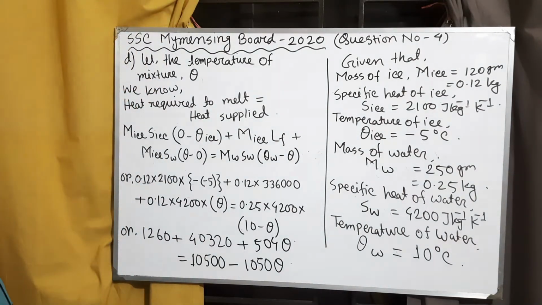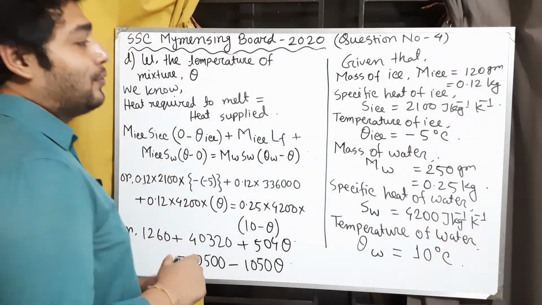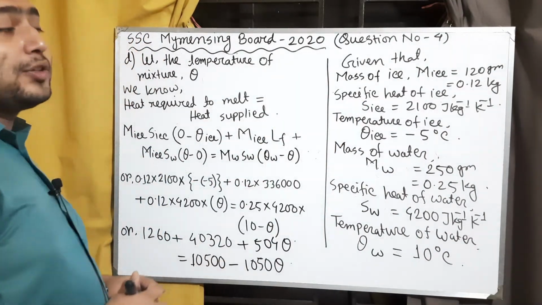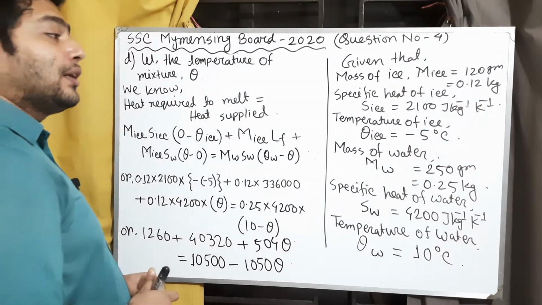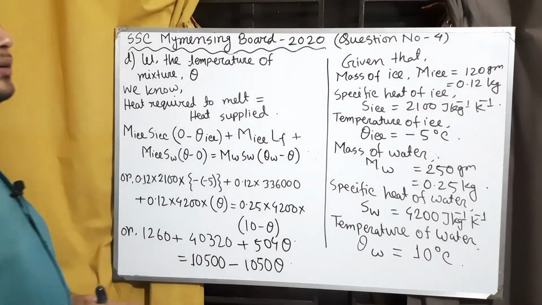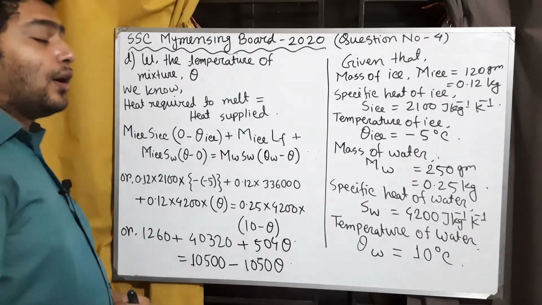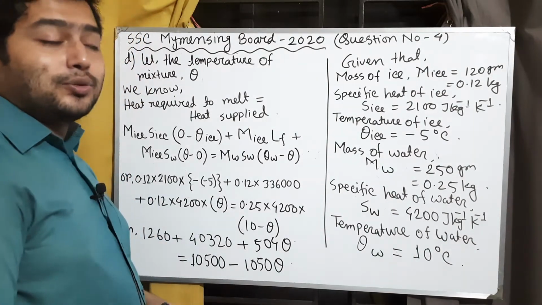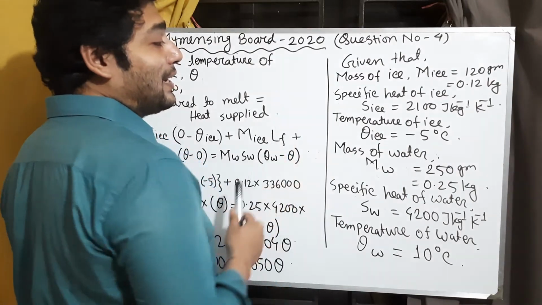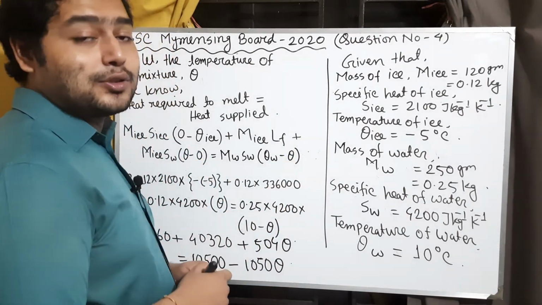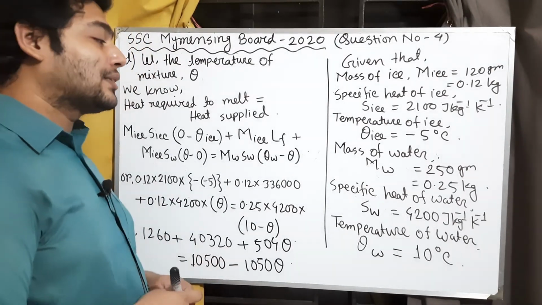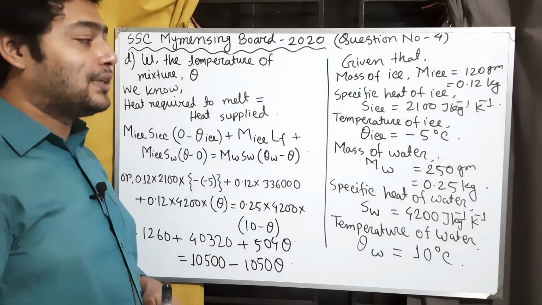Okay, so from the stem we have been given that the mass of ice, Mi, is equal to 120 gram. After converting to kg, we get 0.12 kg. We know that dividing the gram value by 1000 converts it to kg. Okay, and specific heat is given. Si is equal to 2100 joule per kg per Kelvin. Temperature of ice, theta, is equal to minus 5 degrees Celsius.